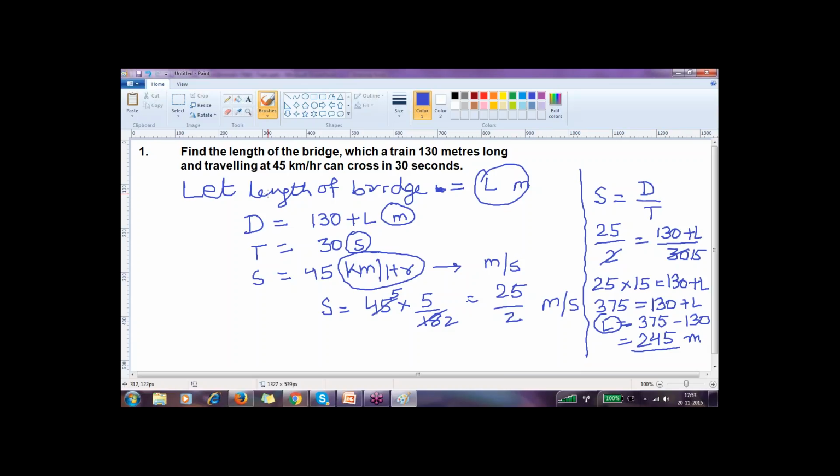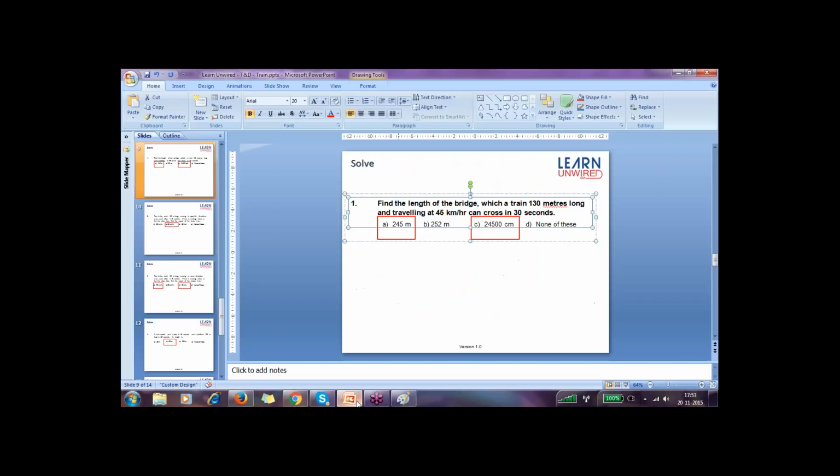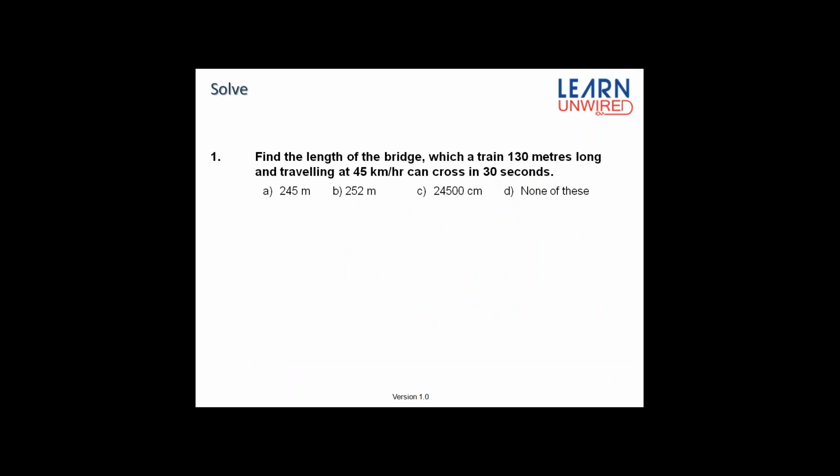Understood? Great. So let me go back to this. So this was the problem. 245 meters is the answer. Here you see there is another, 24500 centimeters is also the answer. Both are the same, 245 meters and 24500 centimeters. Generally, you will not get both answers, but this is just for demonstration purposes that units can be different in the answers. You have to look for that.